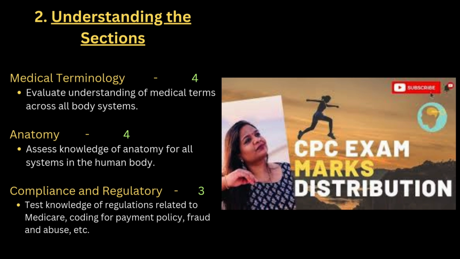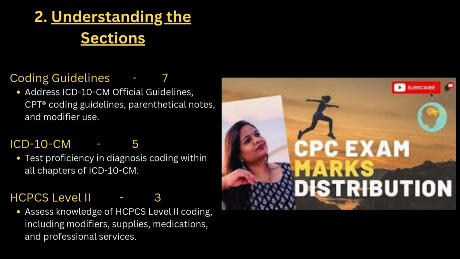Second comes understanding the sections. For the CPC exam, I have distributed the marks so you can go through it. First comes medical terminology. For that you will have 4 questions, 4 marks. Anatomy, 4 questions, 4 marks. Compliance and regulatory, 3 questions, 3 marks. Next is coding guidelines, 7 questions, 7 marks. In this, you will be addressing ICD-10 CM guidelines, CPT guidelines, parenthetical notes and modifiers. Next come ICD questions, 5 questions, 5 marks. And HCPCS level 2, 3 questions, 3 marks.